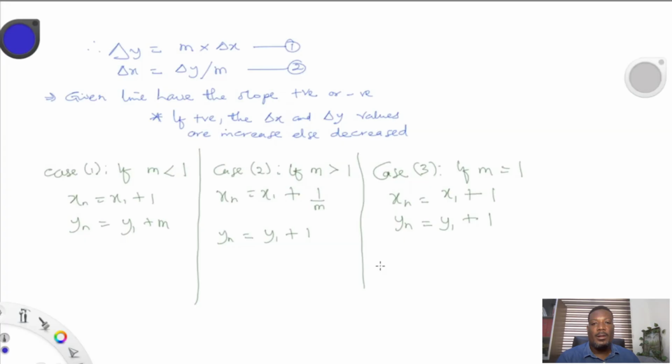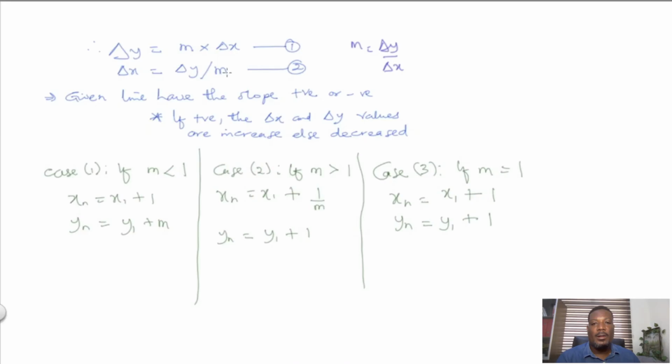So from here, we already know the equation which states that y equals mx plus b. From this angle, we see the change in y is represented by m, which is the gradient, times the change in x, from the equation m is equal to change in y over change in x. So making change in y the subject, we'll have m times change in x, giving us equation 1. In the same vein, making change in x the subject, we would have change in y over m, which is the gradient.